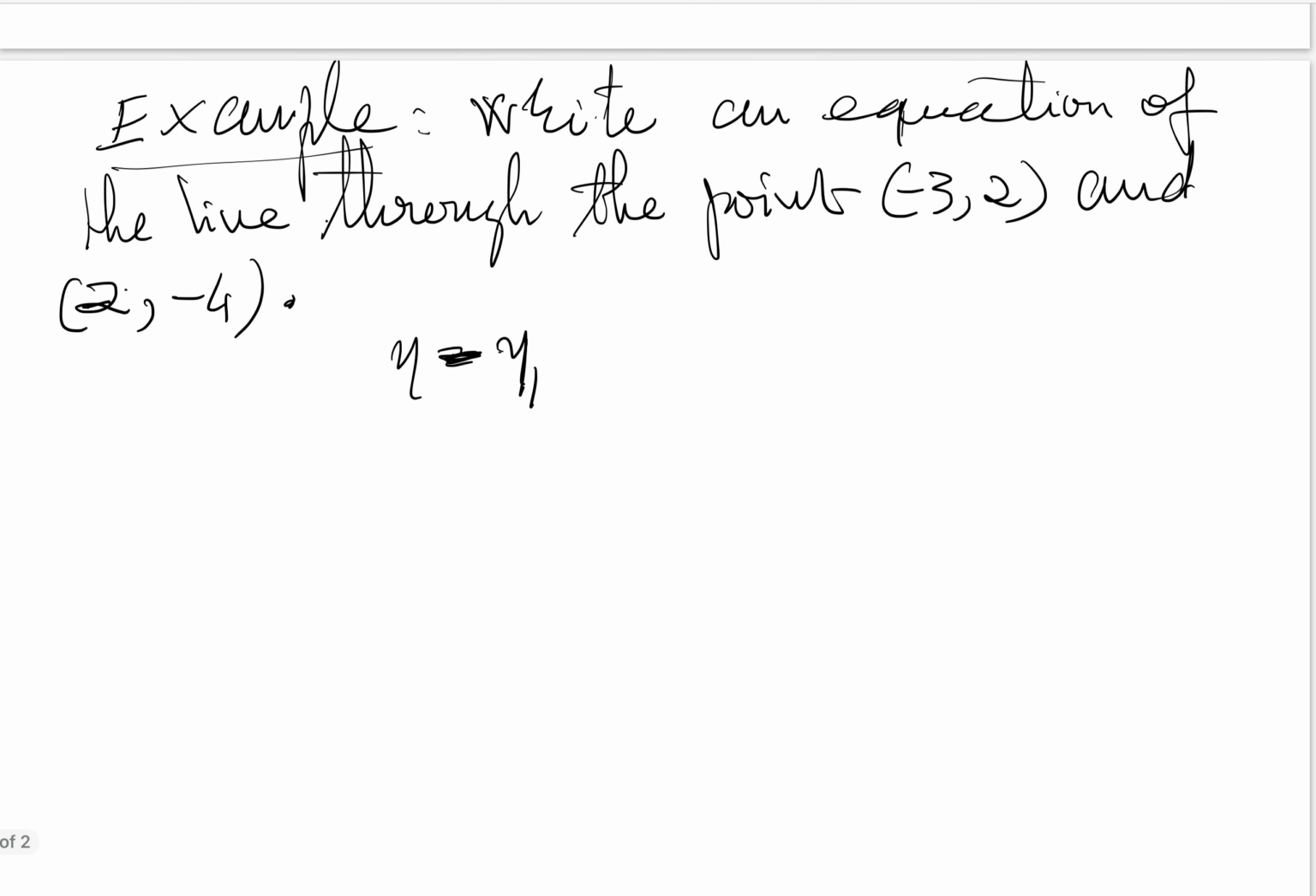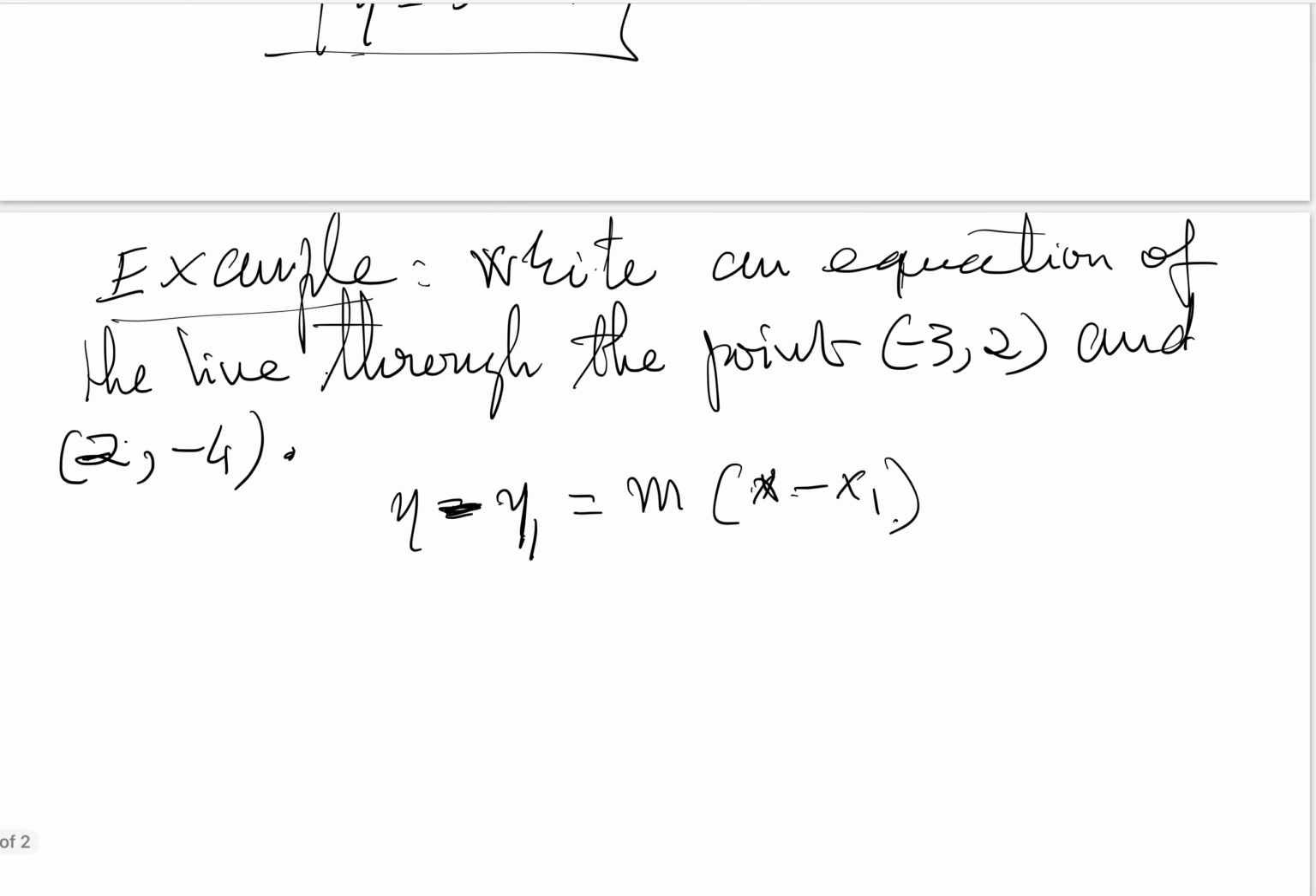You have always to write down that equation first. So you have y minus y1 is equal to m parenthesis x minus x1. Okay, write down this one first. So now the question you should ask is, is m given? No, m is not given. So we have to find the m. What's the m? M is a slope. So we have to find the m first.